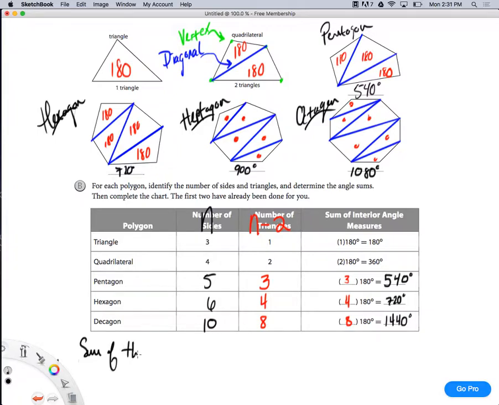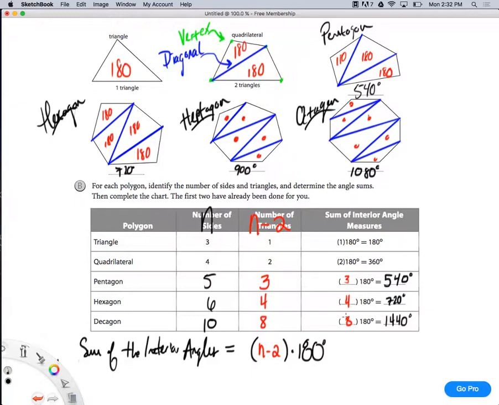The sum of the interior angles of a polygon with n sides is equal to n minus 2 times 180. The sum of the interior angles of a polygon with n sides is n minus 2 times 180. Pretty clear? All right.